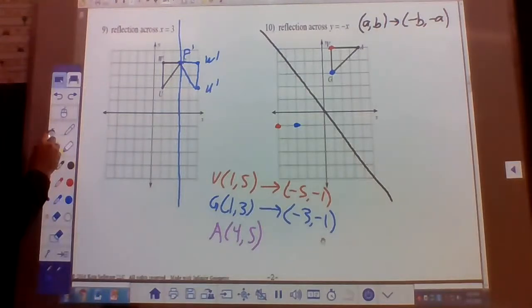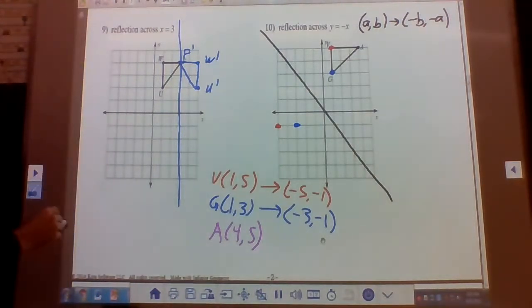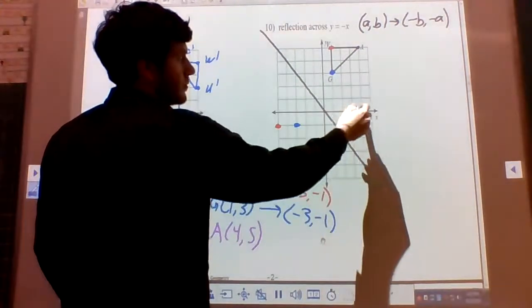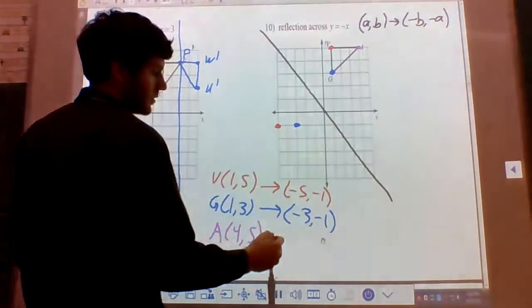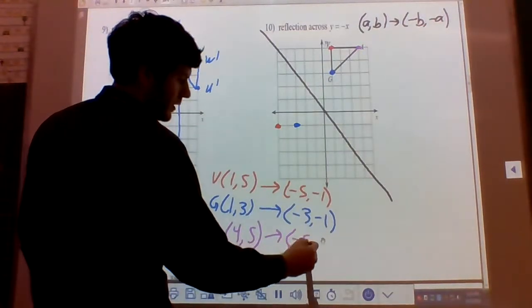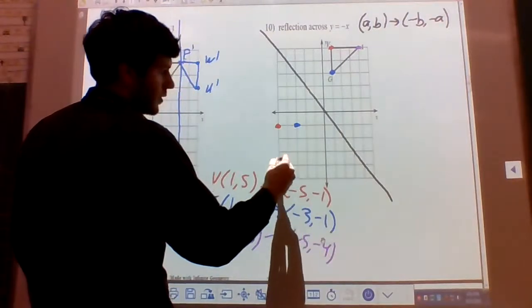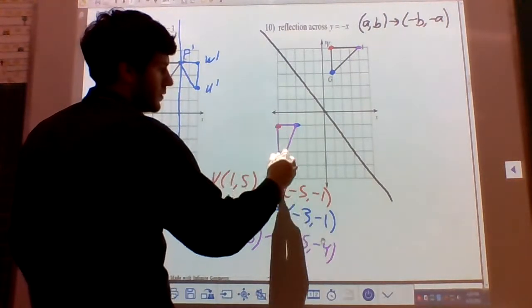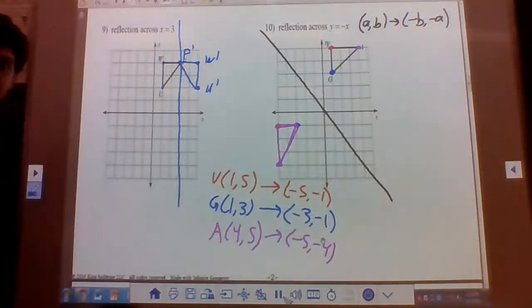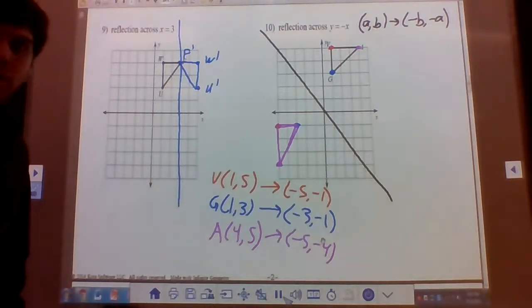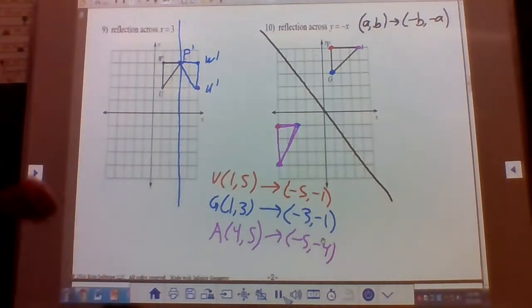And then the last point here, (4, 5). Okay, it's going to again switch them. So (negative 5, negative 4). And then here's our new figure. Looks a little strange because the Promethean's stretched. But if everything was a perfect square, all those coordinates, then this would look good.